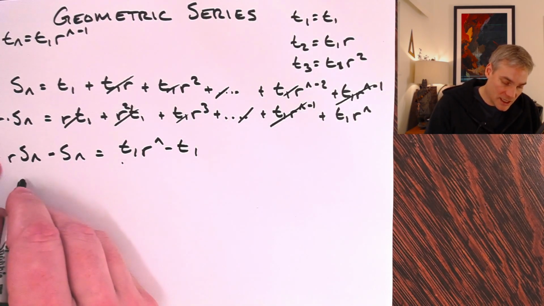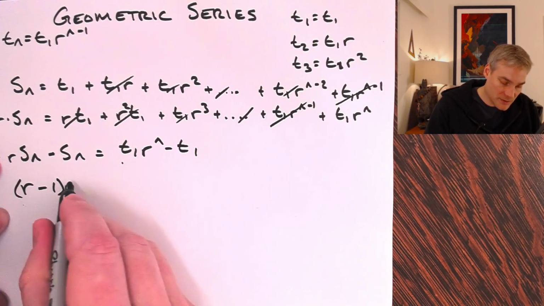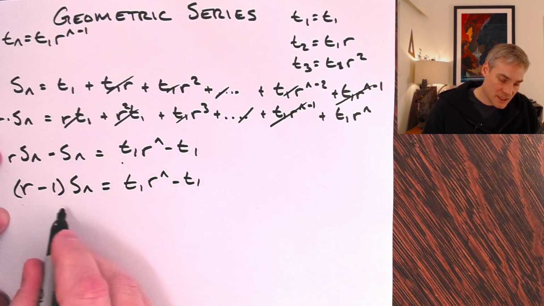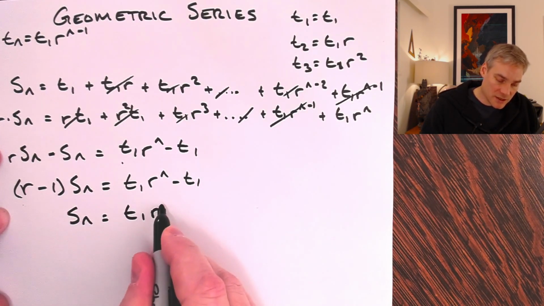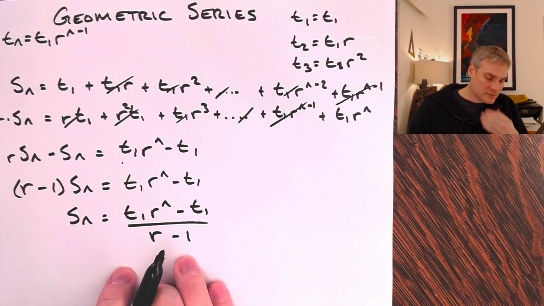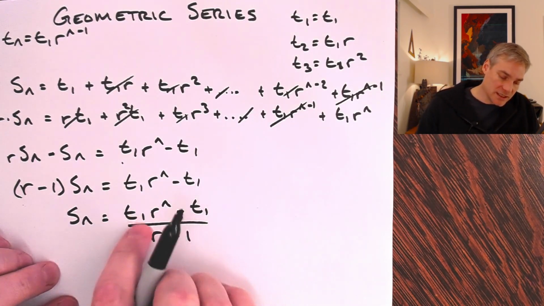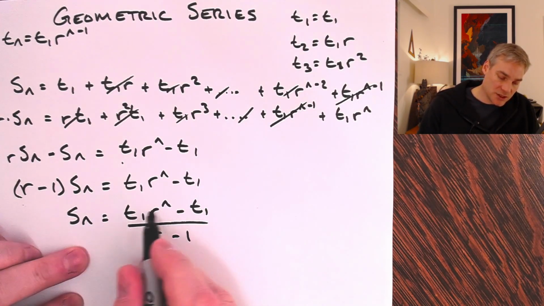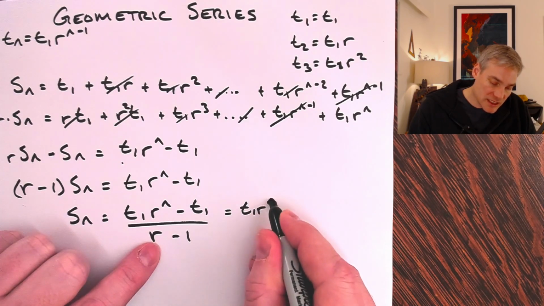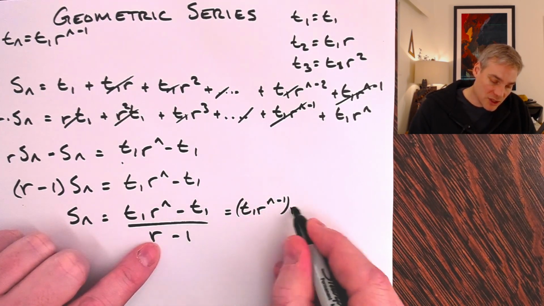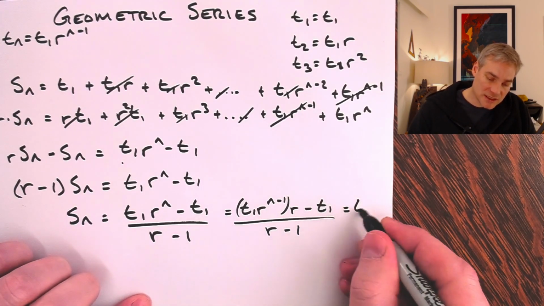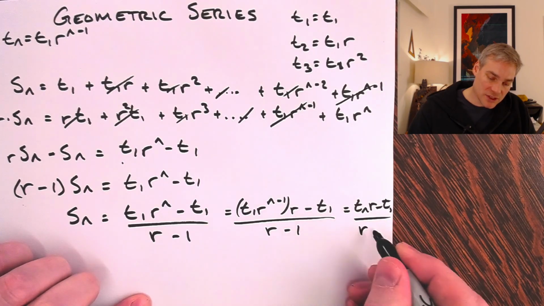So I can factor my Sn out. I have R minus 1 times Sn, and that's equal to T1 R^n minus T1. Then I solve for Sn, and I have T1 R to the power of n minus T1 all over R minus 1. So now we've made a formula for this. We can look at this, and we can see that this term is actually the same as T1 times R^(n-1) times R, minus T1. But T1 R^(n-1) is just Tn. So I can write this as Tn times R minus T1 all over R minus 1.